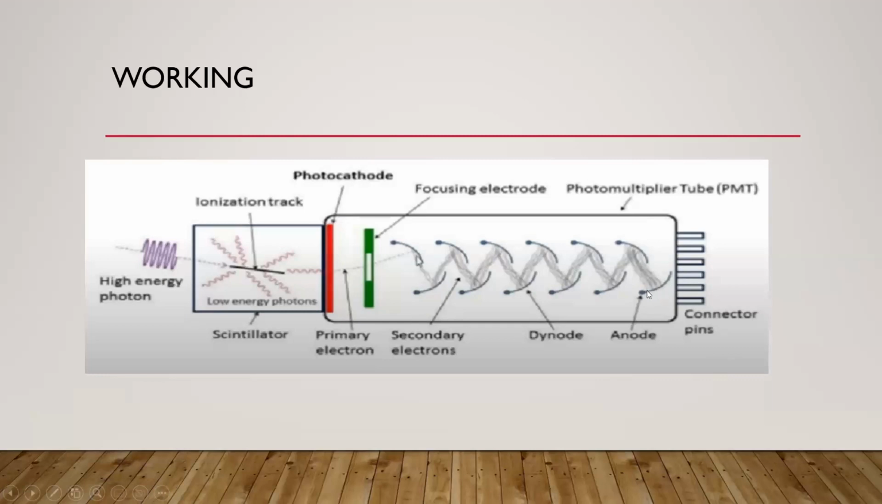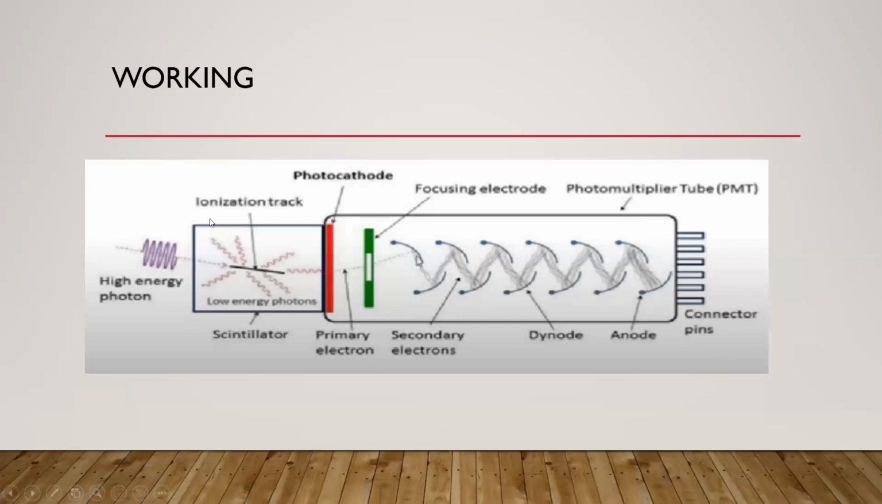The anode is kept at the last to attract all the electrons which are emitted and amplified in the photomultiplier tube. From this anode, the electrons are directed towards the detector. The intensity of the electrons generated at the anode is directly proportional to the intensity of the radioactive gamma rays which are emitted by the isotopes. So this is the simple working of the scintillation counter.